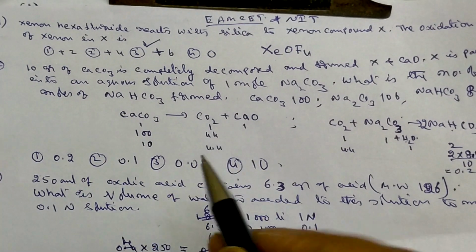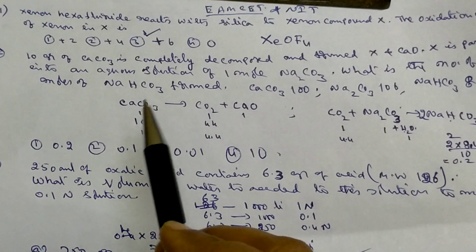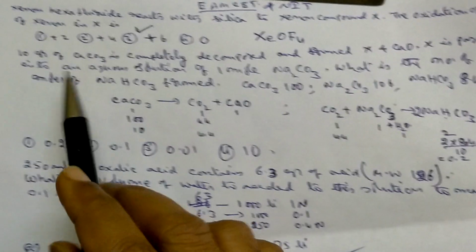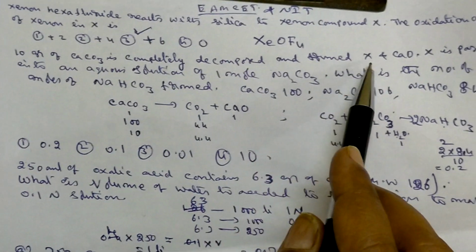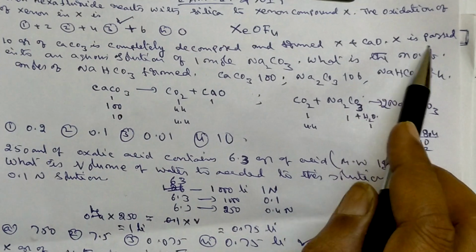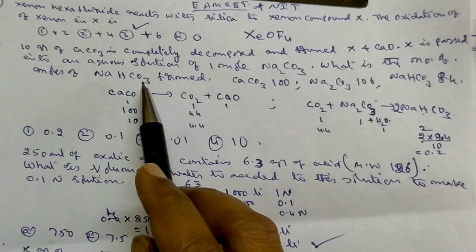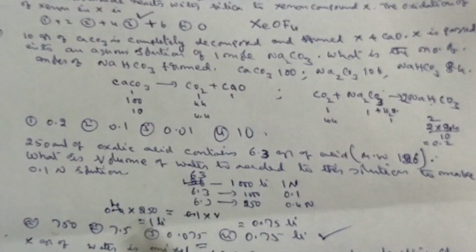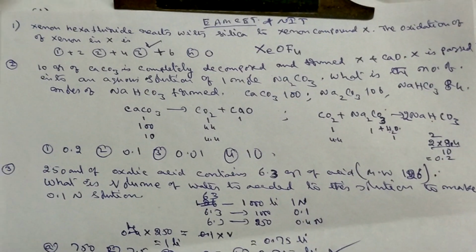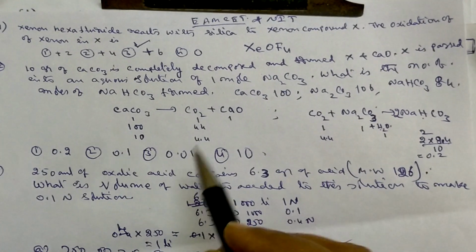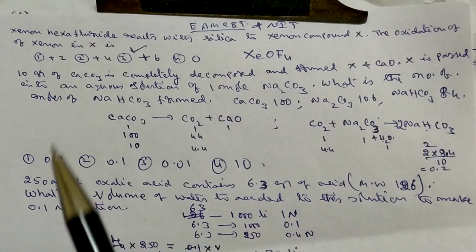Next, see, a slightly 2-3 combination question was given in the NIT. What is that? But I will tell a simple technique. 10 grams of calcium carbonate is completely decomposed and forms X and CaO, and X is passed into an aqueous solution of 1 mole of sodium carbonate. What is the number of moles of sodium bicarbonate formed and all? So much big question is given. Actually, if you start calculating all these things, it will be more than half a page. But the simple way is, you remember once you studied the entire stoichiometry.